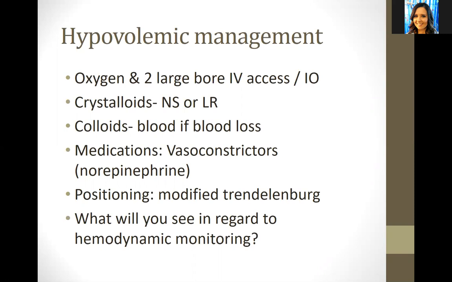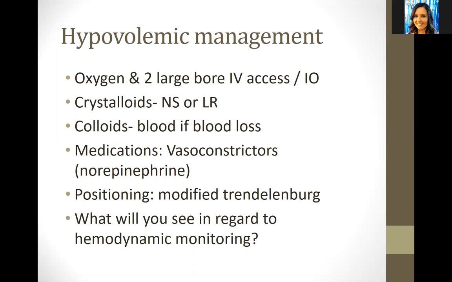If we know it's blood that they've lost, let's replace it with blood. We don't routinely give blood unless we know that's what they've lost. So blood is a colloid. Albumin is also a colloid that you might see given. So when we're replacing blood, for every 1 milliliter lost, we're going to replace with 3 mLs. So 3 times as much than what was lost.